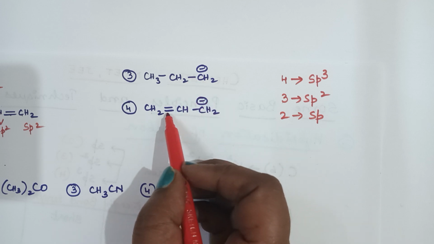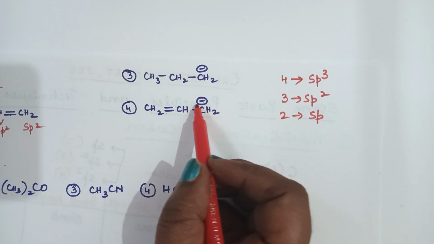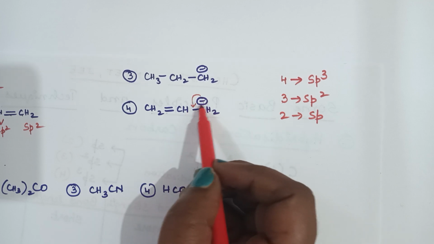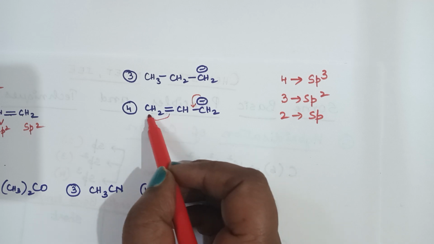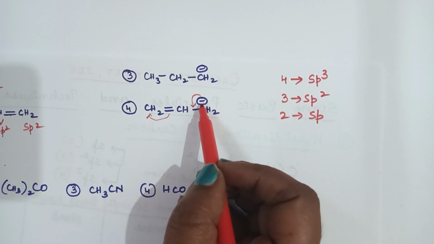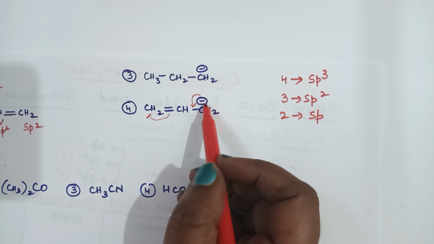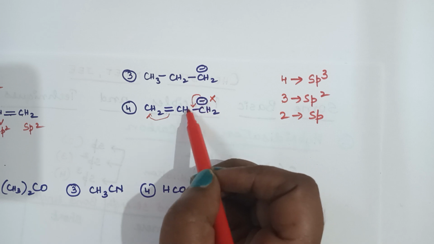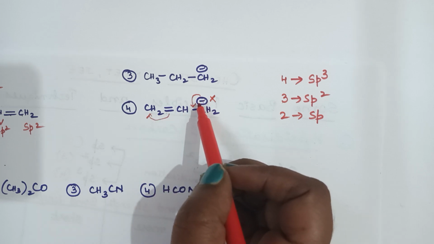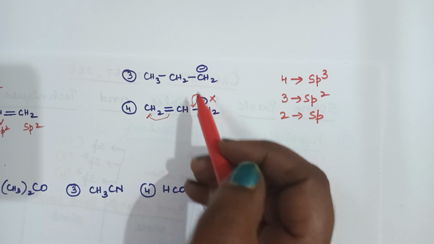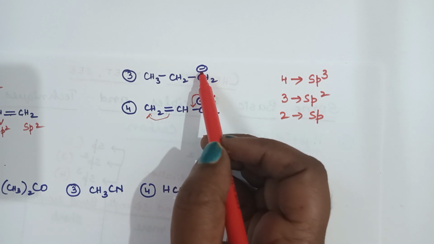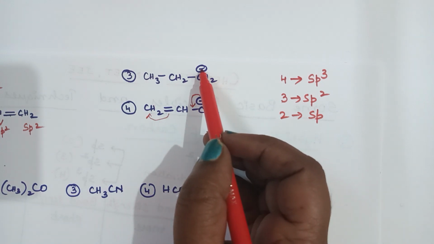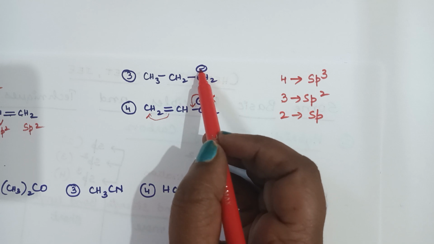Whenever a double bond is present adjacent to the negative sign, it will be involved in resonance. So this negative charge will be involved in resonance. Therefore this negative charge will not take part in hybridization, so we should not count this negative sign. Whereas here it will take part in hybridization because there is no double bond here. So now this negative sign will be considered as a lone pair of electrons.